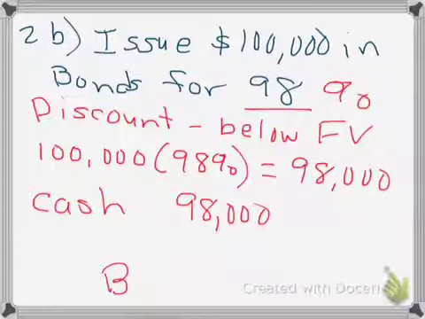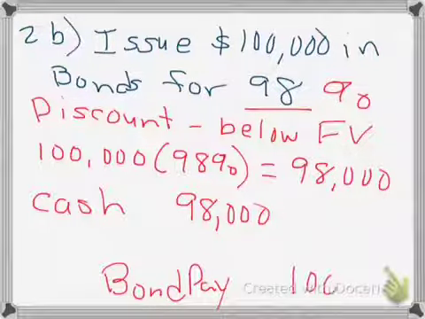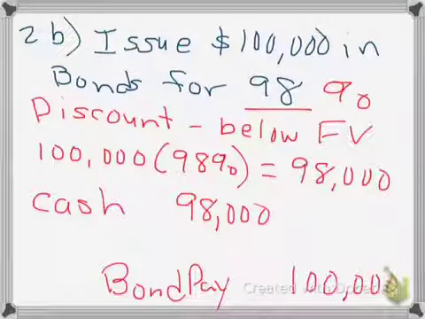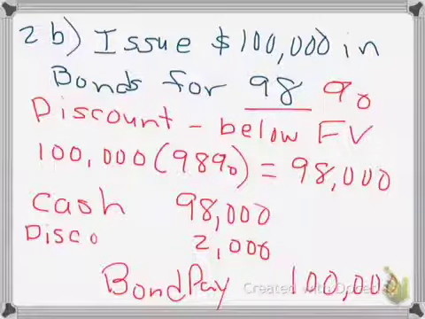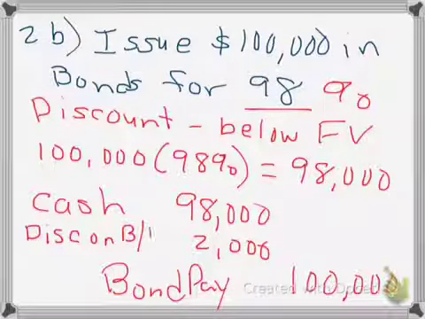Remember, we have that bond payable sitting out there, and we're going to owe them $100,000 when it's all said and done. Now, in this case, my debits do not equal my credits. I need another $2,000 on that debit side, and what that's going to be is a discount on the bond payable. So that's a discount on bond payable is what I would have for this particular journal entry.